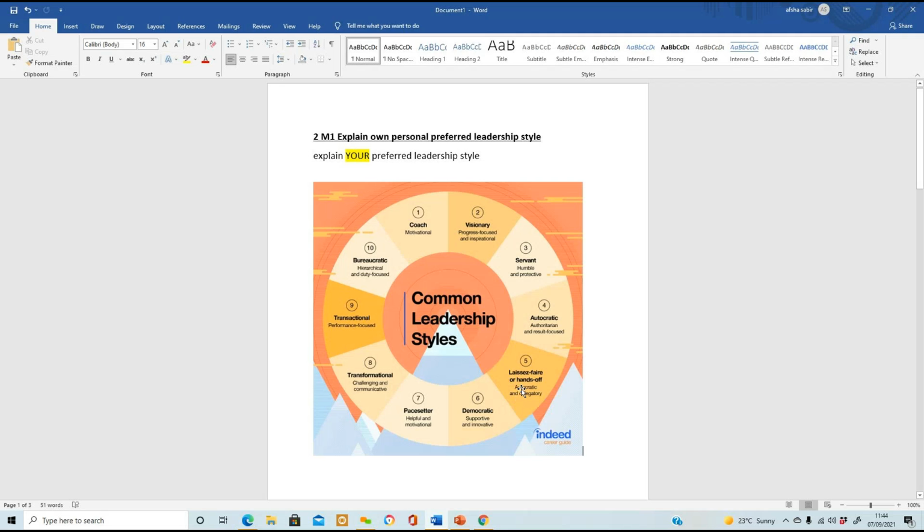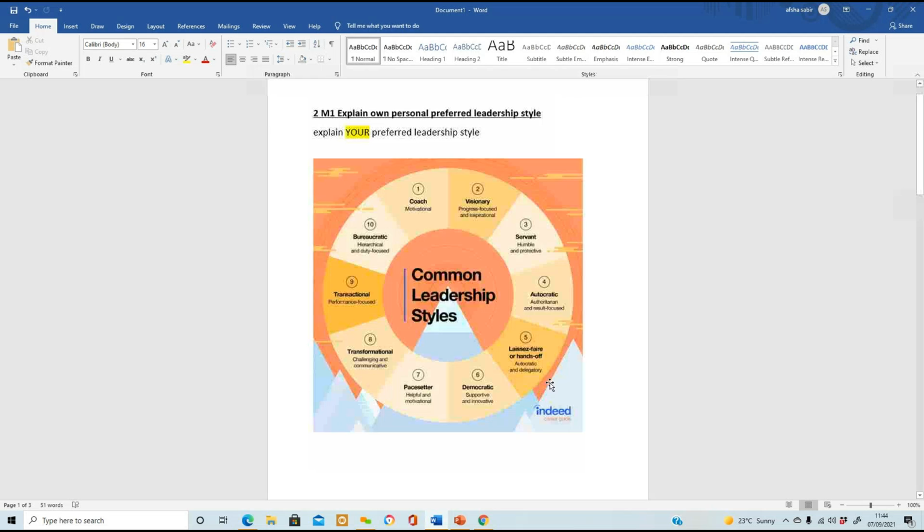So just explain what your leadership style is, or which style you like, and then maybe you can mix and match some of them. You can talk about 2 of them if you want. But just look at those leadership styles and explain which one you like.